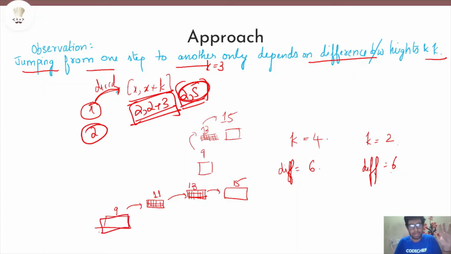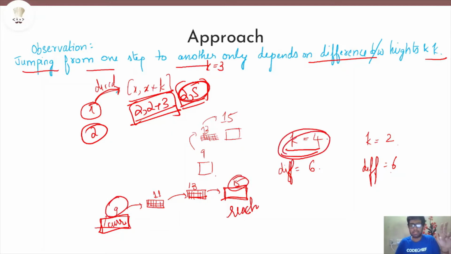Now let's look at another case. We are now at step 9 and we are trying to reach 15, and our k value is, let's say, 4. So we first check the difference. This is the step where we are currently at. This is the step where we are trying to reach. 15 minus 9 is 6. So k is 4 here. Because k is 4 and the difference is 6, it cannot be over in one jump, because our difference 15 minus 9 is not less than or equal to k, which is 4.